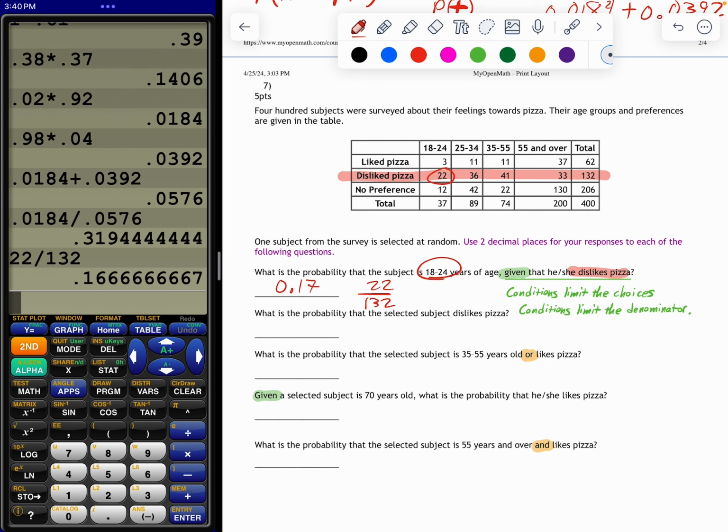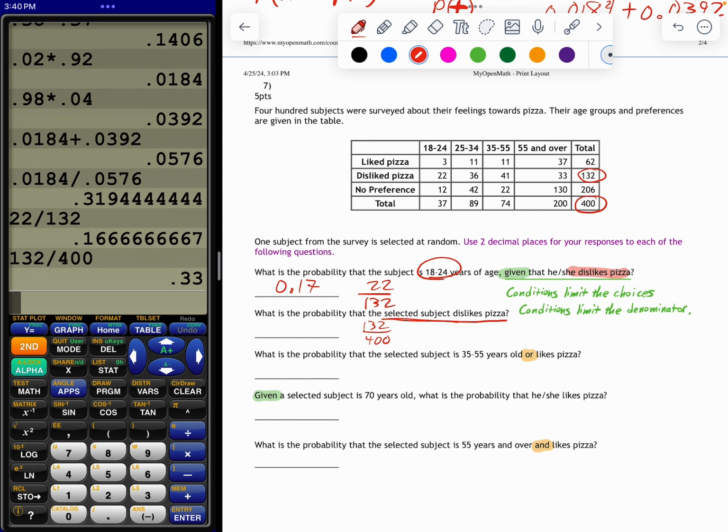Okay, next, let me clear my table off. What's the probability that they dislike pizza? It's pretty straightforward. There's no condition. So disliking pizza, that's 132 people. There's no condition, so it's out of 400 people. And of course, get your decimal. That's 33%.